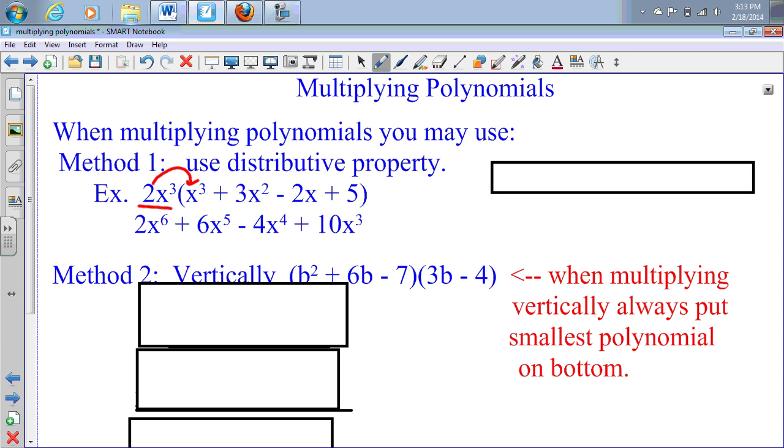in our mini lesson. 2x cubed times 3x squared, 2 times 3 is 6, adding our exponents, x to the 5th, minus 2 times 2 is 4, x cubed, x to the 4th, and 2 times 5 is 10, and then x cubed. We can multiply vertically.